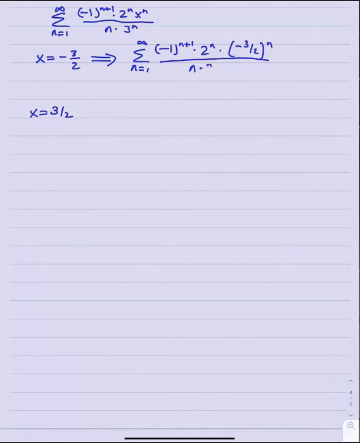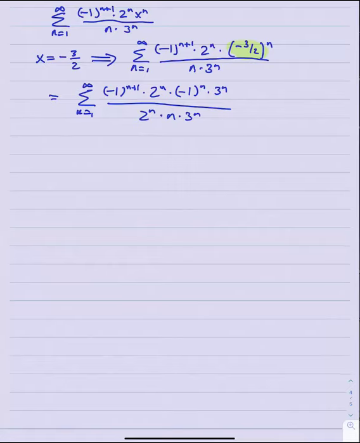And the question is, numerically, what does this series do when x is equal to negative 3/2 or when x is equal to positive 3/2? Well, when x is equal to negative 3/2, our series becomes the sum from n equals 1 to infinity of negative 1 to the n plus 1 times 2 to the n times negative 3/2 to the n over n times 3 to the n. And of course, right here is where I'm evaluating this power series at x equals negative 3/2.